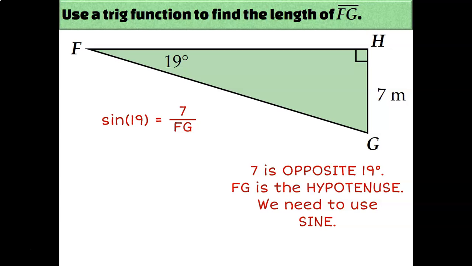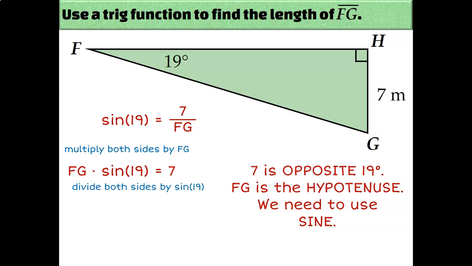To solve, we need to get rid of the fraction. And to get rid of a fraction, you multiply by the denominator. So I'm going to multiply both sides of this equation by FG. So FG times sine of 19 equals 7. Then I need to divide both sides by the sine of 19 and get my answer of 21.5 meters.